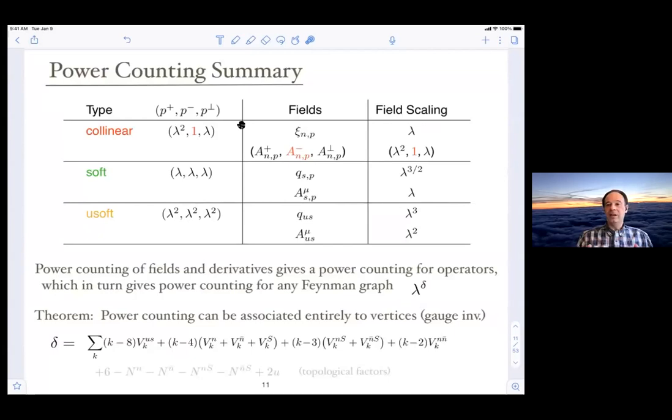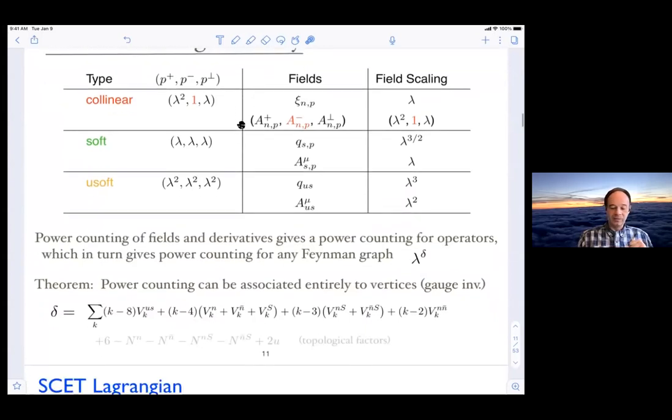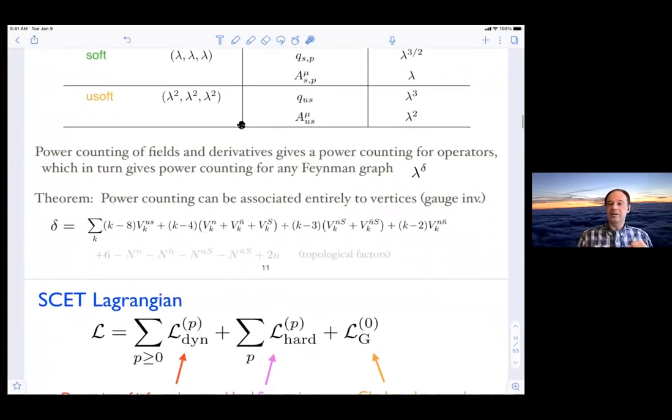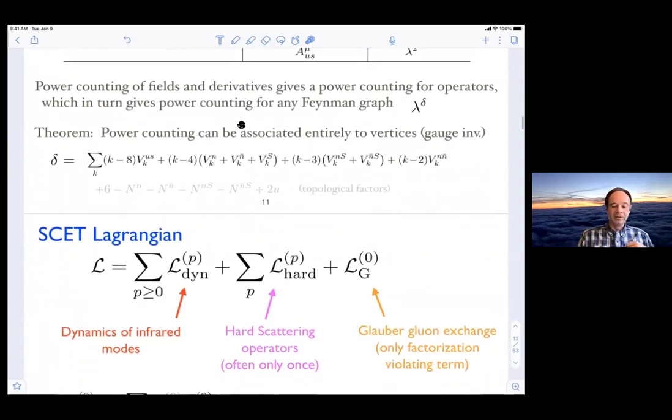Or just, if you like, based on the vertices in the Feynman diagram, not based on propagators or loops. You can remove those things with Euler identities. And the same type of paradigm happens here. I won't go through the details of describing how that works, but there's a power counting theorem that tells you how to construct leading power operators.